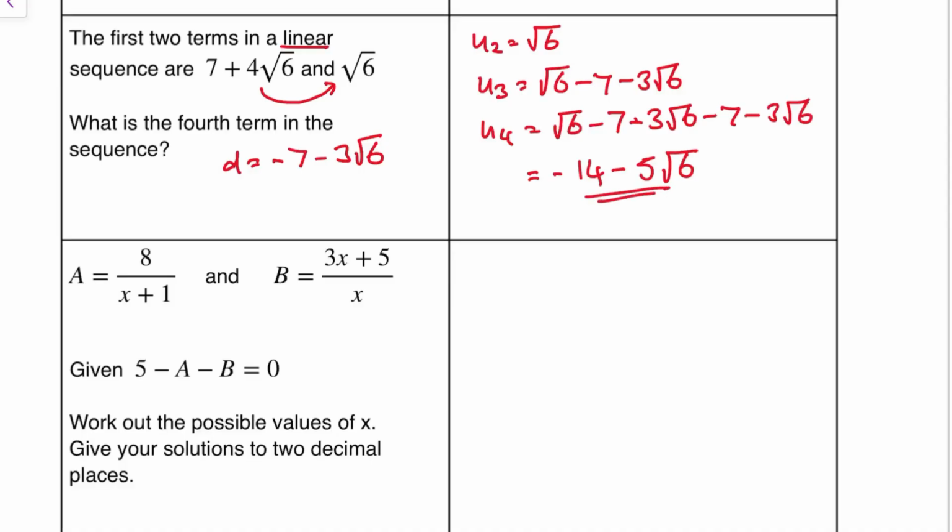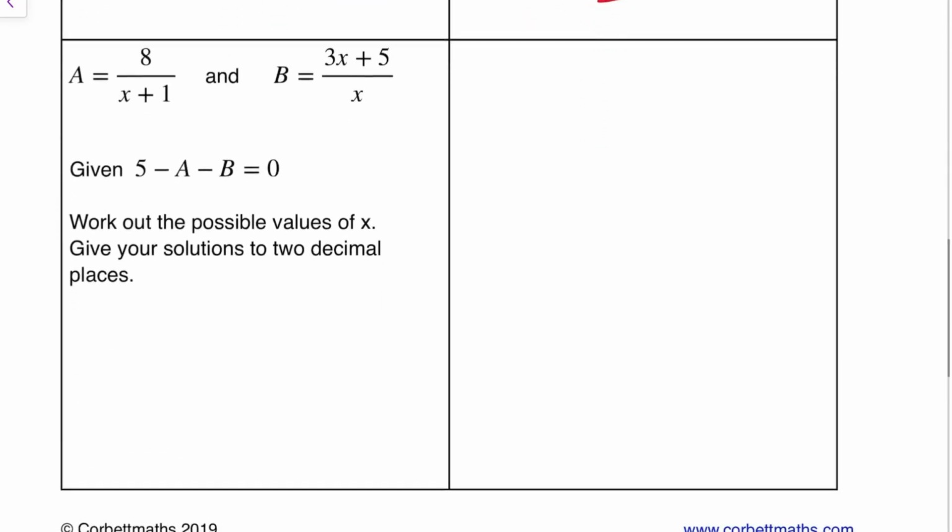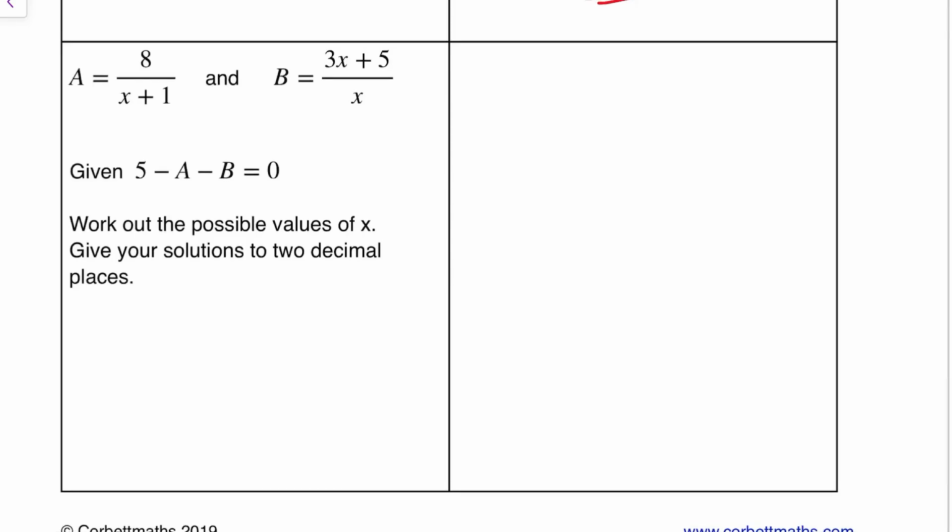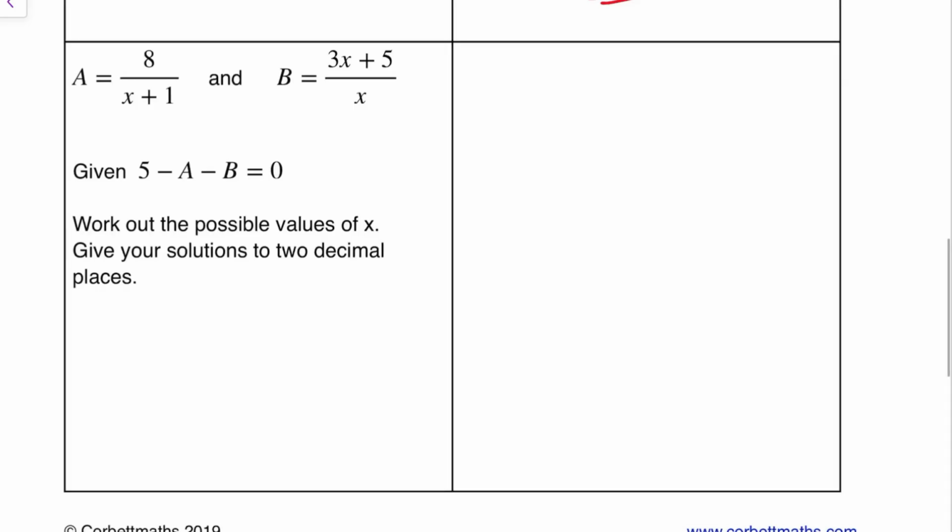And that is the answer to that question. Nice question, that one. Next one and final question of today. So it tells me what A is, tells me what B is, given that A minus B, okay. Right, notable thing in the question here.